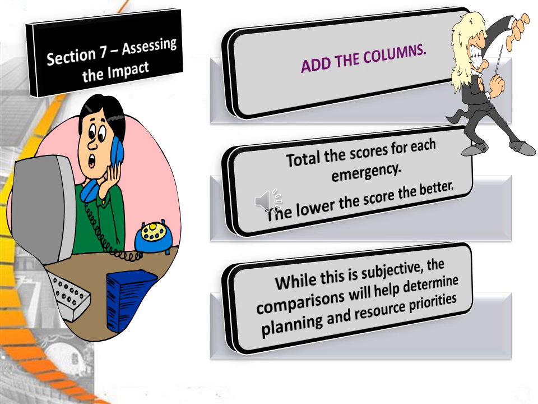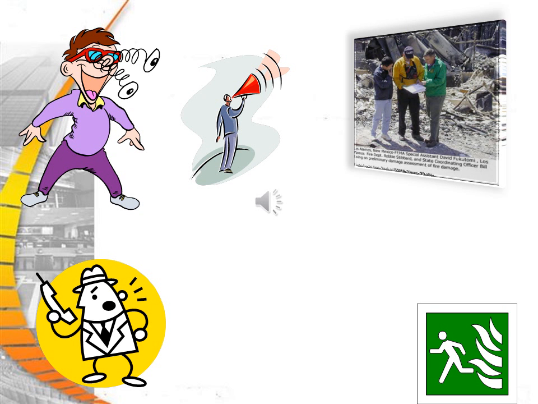Okay, now add up all the columns and total the scores for each emergency. The lower the score, the better. While this is subjective, the comparisons will help determine planning and resource priorities. Section 8. Developing the plan after your assessment.